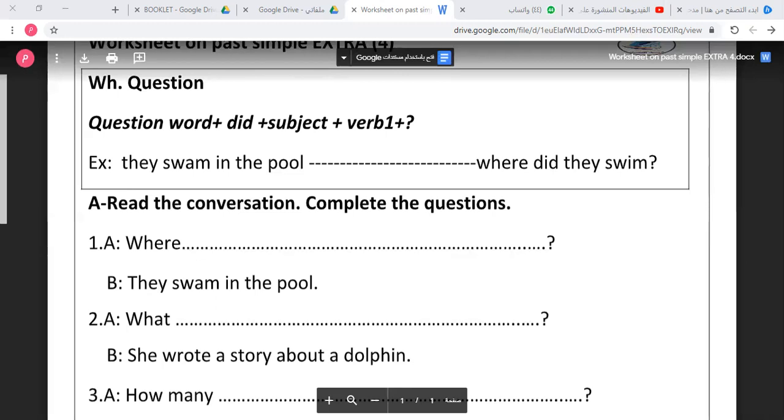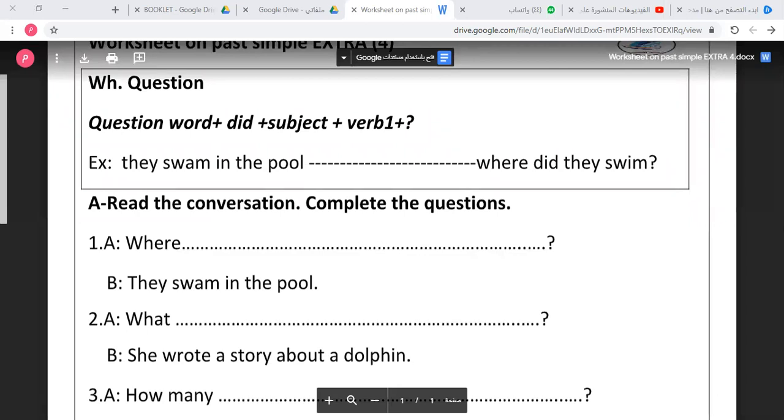Okay? So after "what" I should write what? What is? "Is" is in present, but in past we use did. Like the example: they swam in the pool, where did they swim? And here also we have wrote, verb two. When we have verb two in the sentence, we use did in the question.